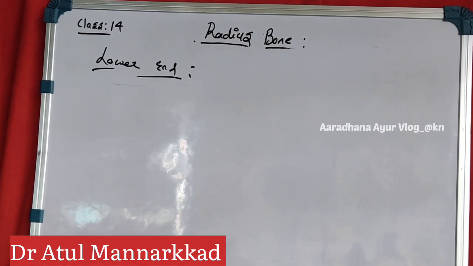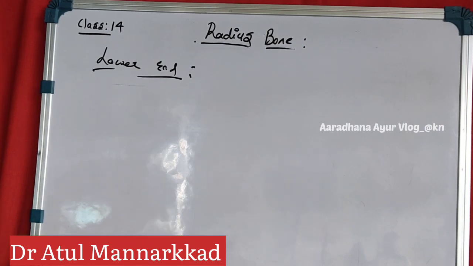Then we discussed the shaft. It has 3 borders and 3 surfaces. The medial or interosseous border is the sharpest one. The 3 surfaces are anterior, posterior, and lateral. The anterior surface lies between the anterior and interosseous borders, the posterior surface between the posterior and interosseous borders, and the lateral surface between the anterior and posterior borders. Let's discuss the lower end.